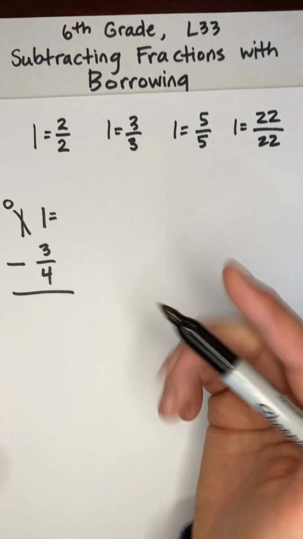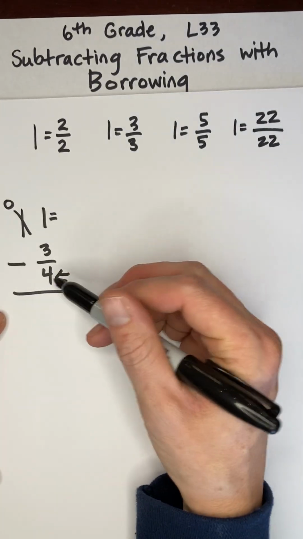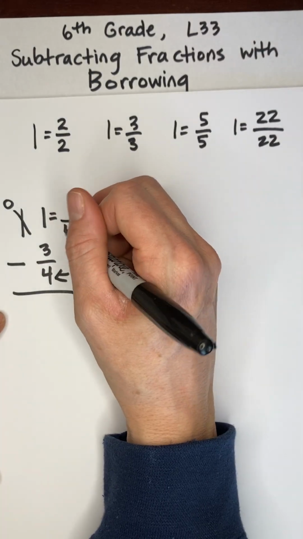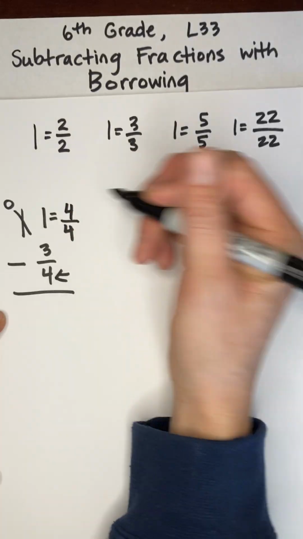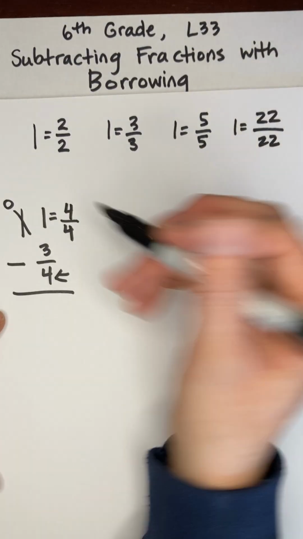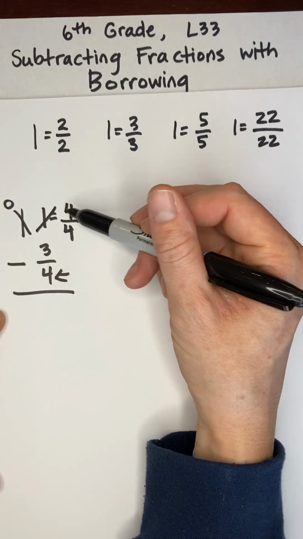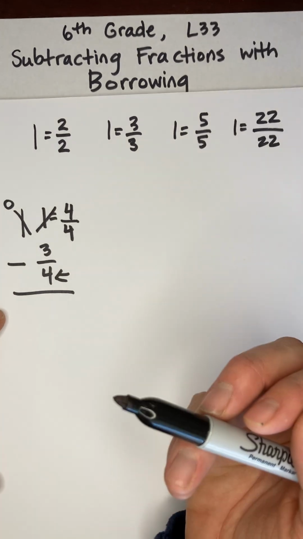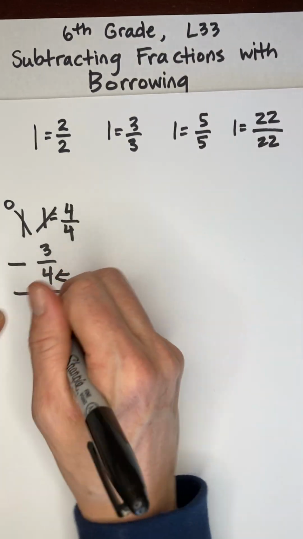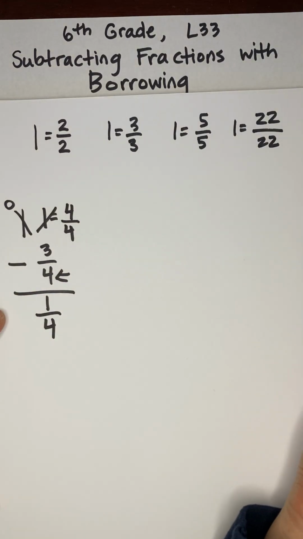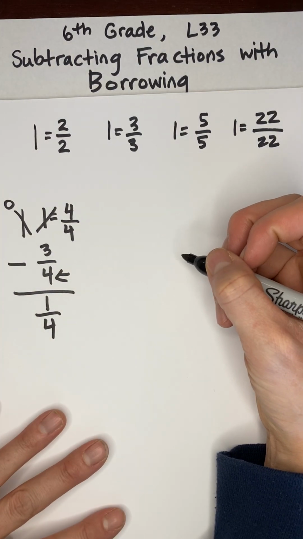So let's do that. Okay, let's take this 4. Common denominator. That means this has to have a denominator of 4. And if the bottom is 4, that means the top has to be 4 in order for that to equal 1. Okay, so I'm not going to use that 1. I'm going to use 4 over 4. Now I can subtract like normal. 4 minus 3 is 1. And we're going to keep our denominator of 4. Okay, let's do one more example.